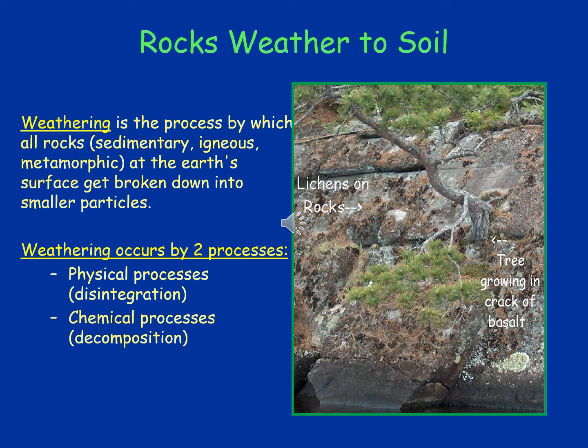Weathering is the process by which all rocks on the Earth's surface get broken down and turned into soil by becoming smaller particles. There are three types of rocks in general. You might know that from past education: sedimentary, igneous, and metamorphic. Weathering occurs by two main processes: physical processes, which is kind of what you think about, just breaking the rocks down into smaller pieces. But there are also chemical processes which break the rocks down into smaller pieces. So physical and chemical. We'll go into detail on those in the next slides.